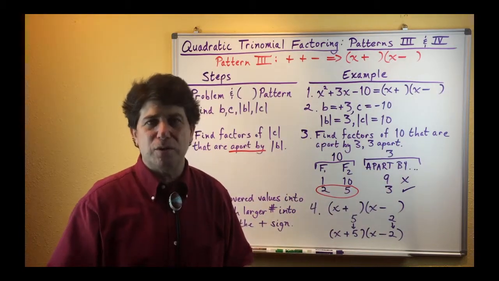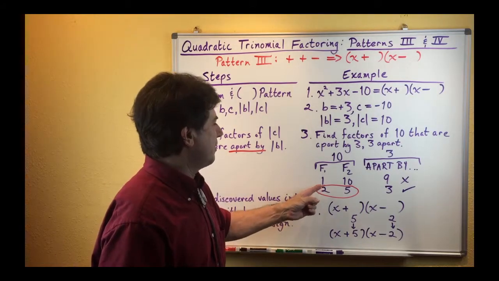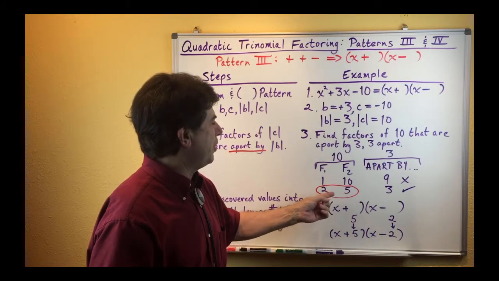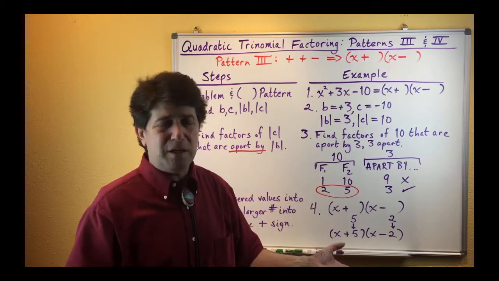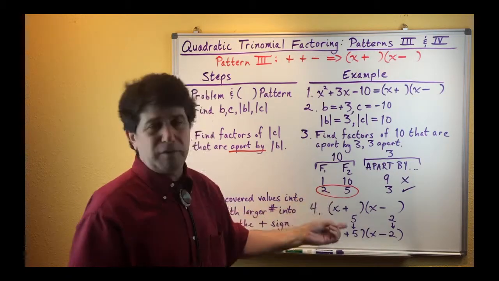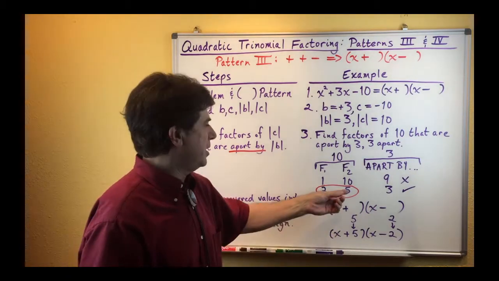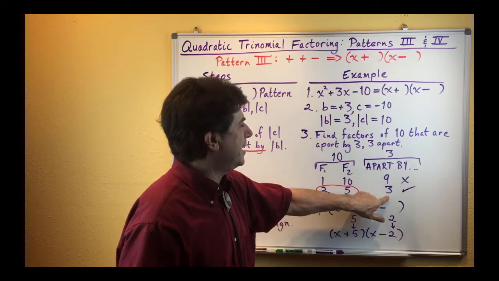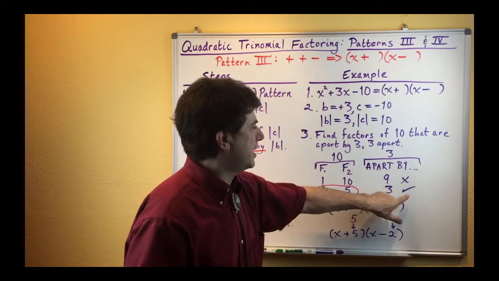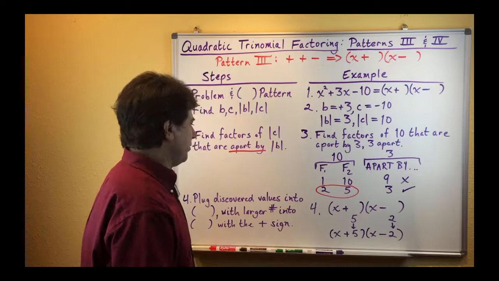Well, 2 does. 2 goes into 10 five times, so we have 2 and 5. How far apart are 2 and 5 on the number line? They're 3 apart. Another way to think of it is 5 minus 2 is 3. It's that simple. That's exactly the amount apart we want, so that's the pair of numbers we want right there.